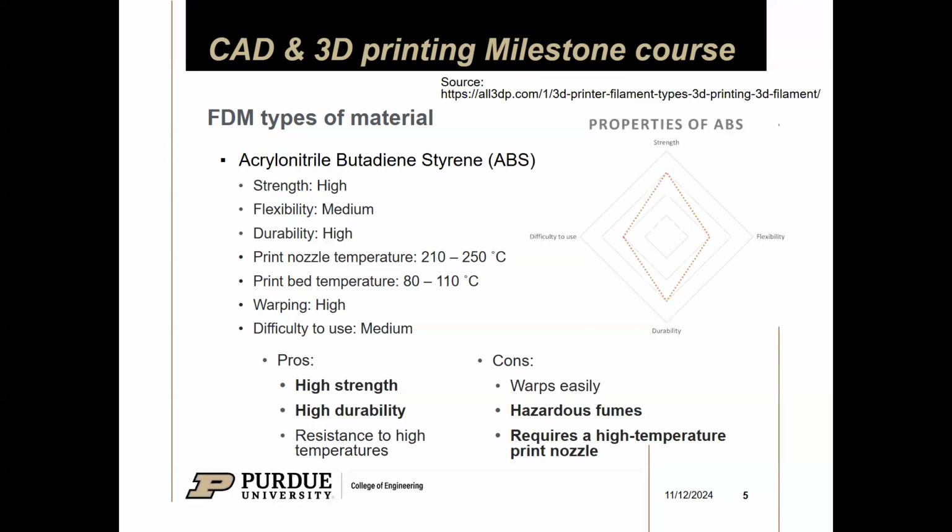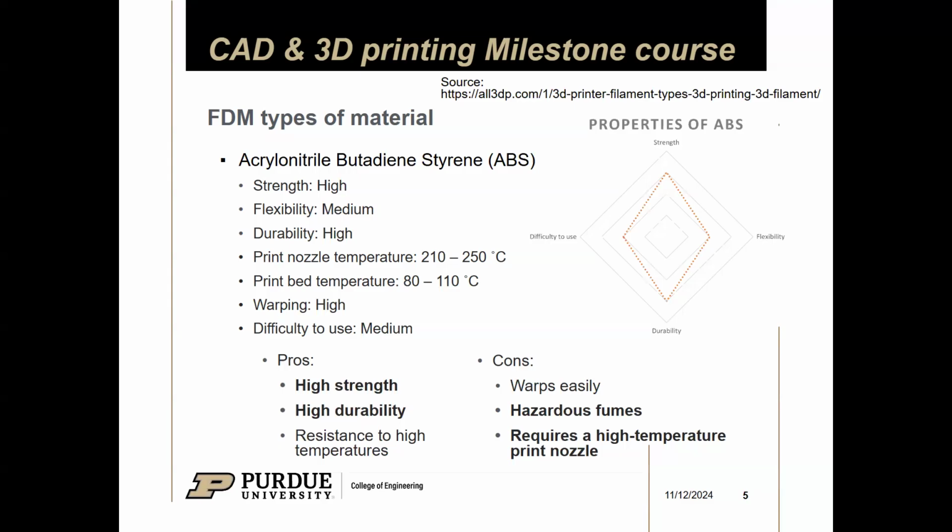ABS is another filament that was really common when we first started printing, and then it became less common, and now it's becoming more common again because printers are getting better. ABS used to be printed just because it was really cheap, and it still is relatively affordable today, but it's significantly harder to print compared to PLA.